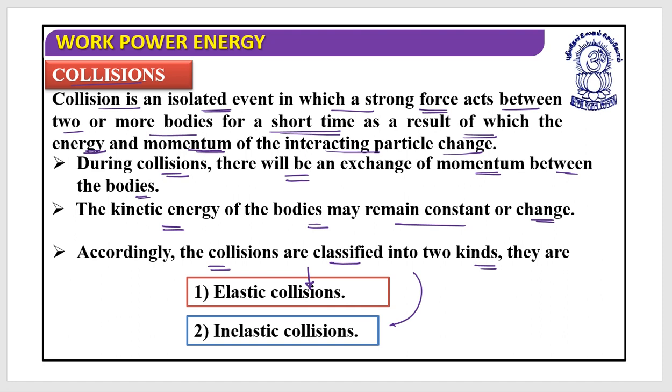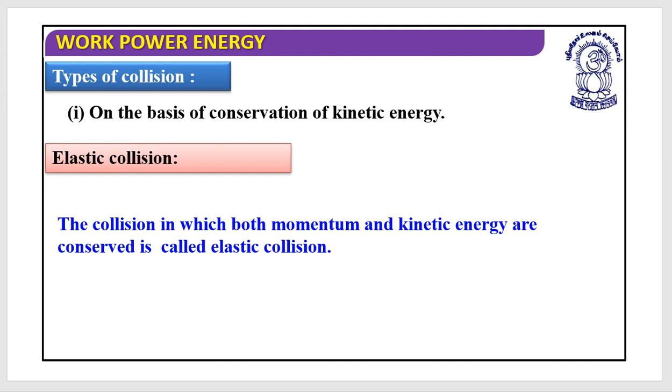Now we have a different approach to classify the collisions. They are based on the basis of conservation of kinetic energy. So on the basis of conservation of kinetic energy, we have two collisions. First is the elastic collision, in which both momentum and kinetic energy are conserved. So momentum is conserved, kinetic energy is conserved when we talk about the elastic collision. I hope this is clear.